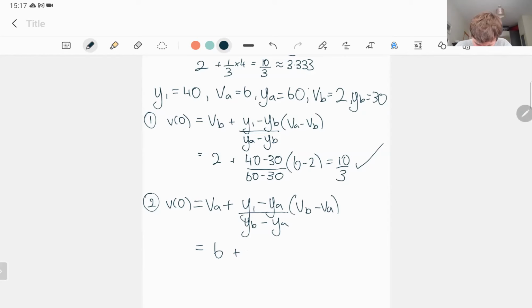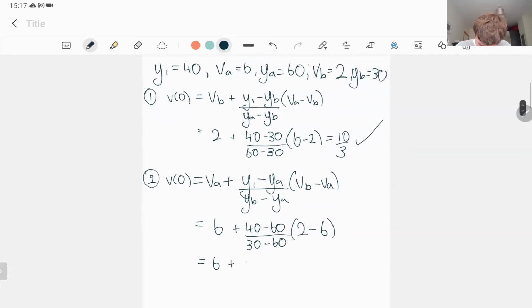So Y1 here is 40 over 60. YB is 30 minus YA is 60. So there you're getting 2/3. And then VB is 2. VA was 6. So this looks like 6 plus 2/3 of minus 4. So starting with the small number and adding 1/3 of the difference is the same as starting at the big one and taking away 2/3 of the difference. Yeah, so you can kind of show that these will give you the same thing.